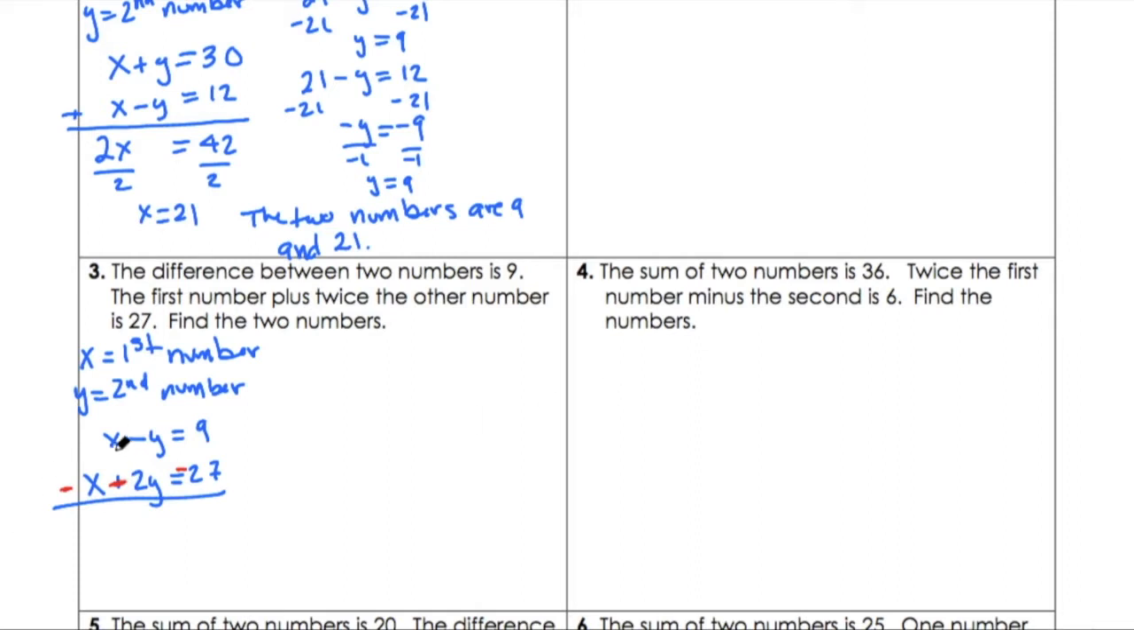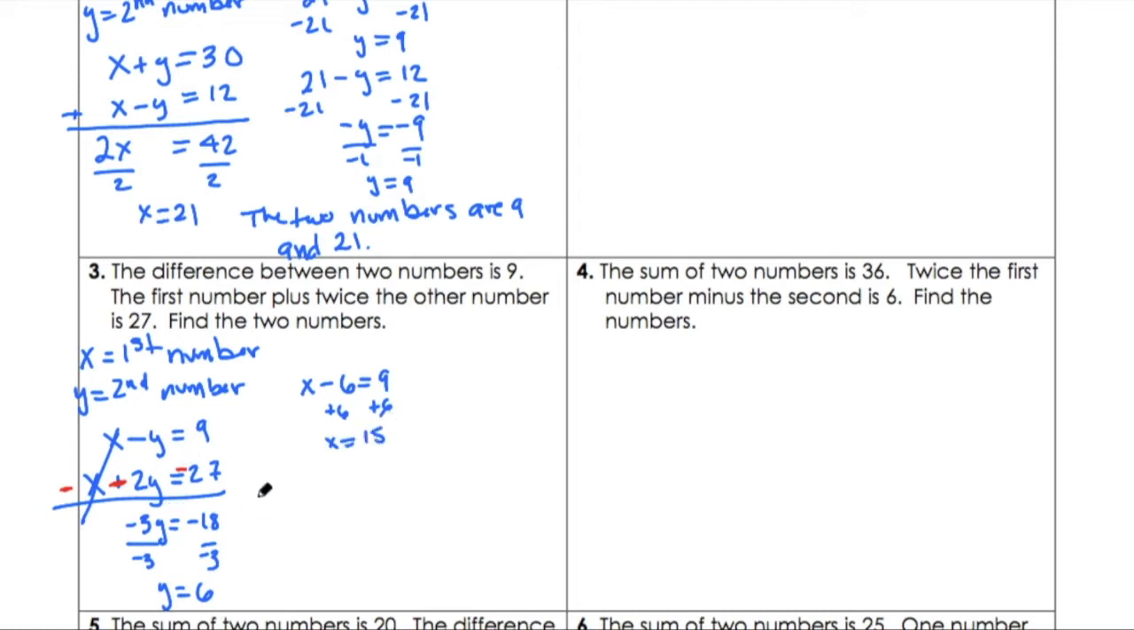Again, x plus negative x is gone, so those cancel out. Negative y, negative 2y is negative 3y. 9 and negative 27 is negative 18. Great, divide by negative 3 on both sides, and we have y is equal to 6. We go ahead and plug that back in. So x minus our number 6 is equal to 9. We would add 6 to both sides, and we get x is equal to 15.